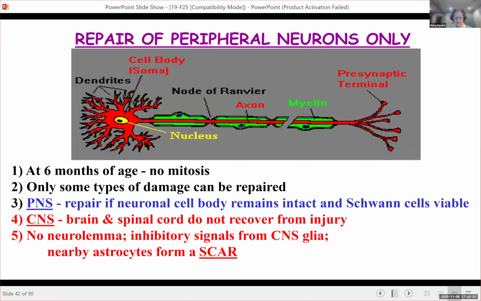Okay, so this is the last concept. There are only 2 or 3 slides here. So, can the neurons be repaired? No, only the neurons from the peripheral nervous system. What happens is you see here the Schwann cells.